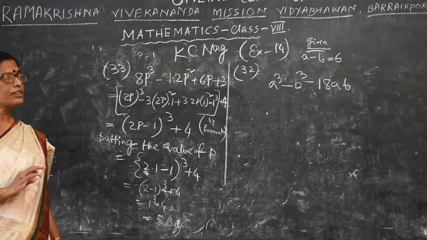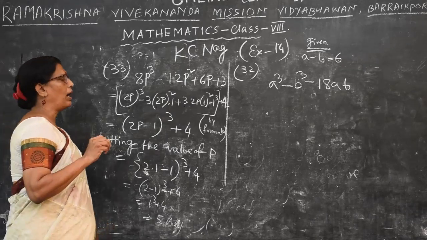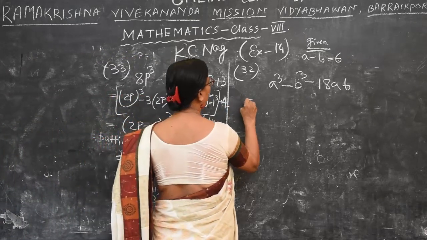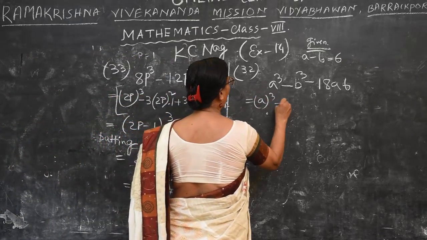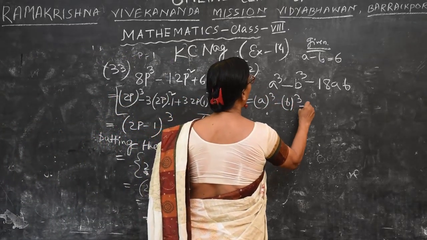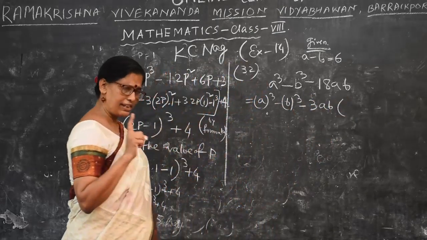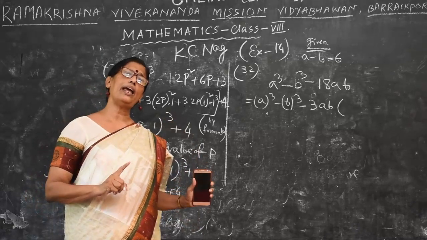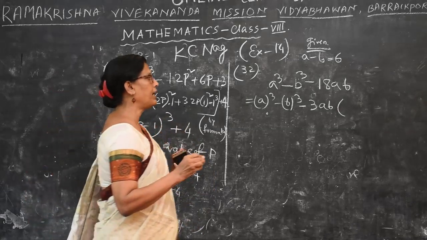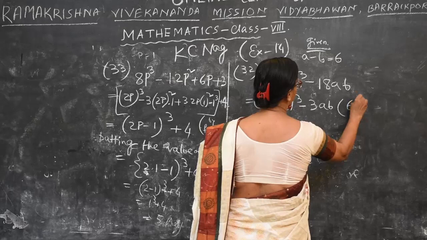So what do we do? We split it. Split this one, this formula, like this: a whole cube minus b whole cube minus 3 into ab. What is left? For 18ab, we take in 3ab, so 6 is left here. So we put 6 in the graph.